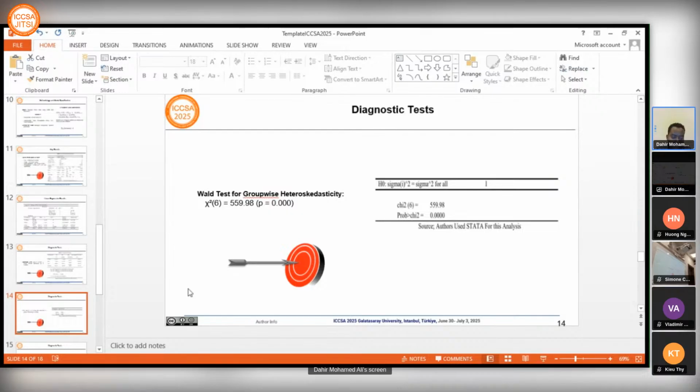Then we test for autocorrelation. We applied this to check for autocorrelation in our panel model data. The null hypothesis is no autocorrelation, and our p-value is 0.02, which is less than 0.05, so we rejected the null hypothesis, indicating the presence of autocorrelation in the errors, meaning that errors in one time period are correlated with the errors of the previous one.